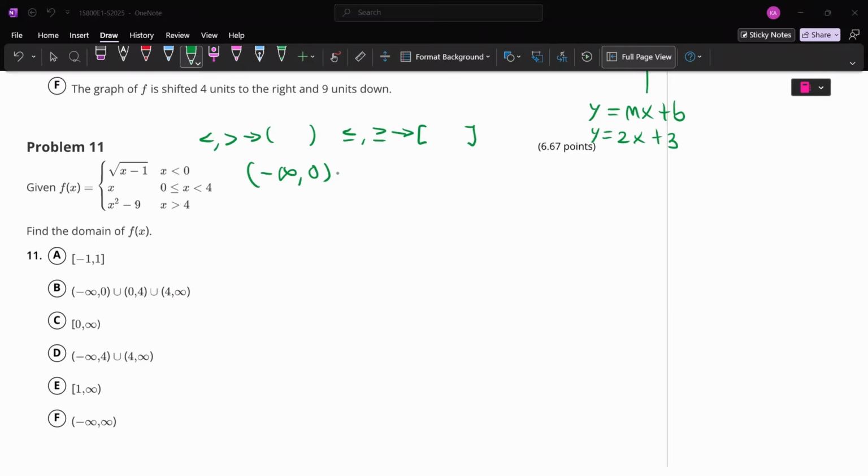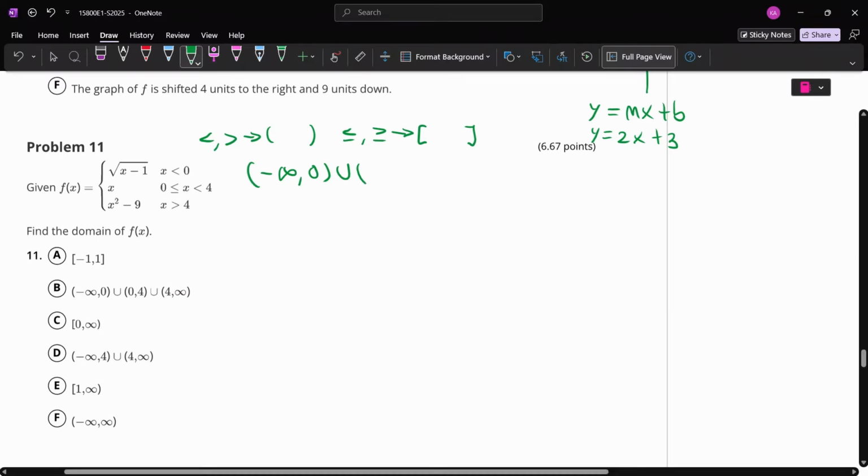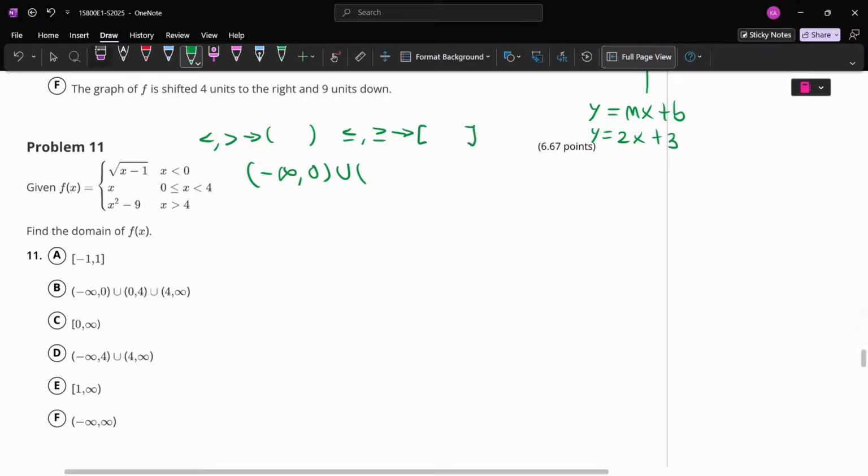So we're going to attach a union here because we're focusing on a different part of the piecewise function. Now we'd have a square bracket here because we're dealing with a greater than or equal to, like I mentioned earlier, and then a less than on the other side. So we're going to end up with 0 to 4 with a parenthesis on this side. That takes care of this part of the piecewise function.